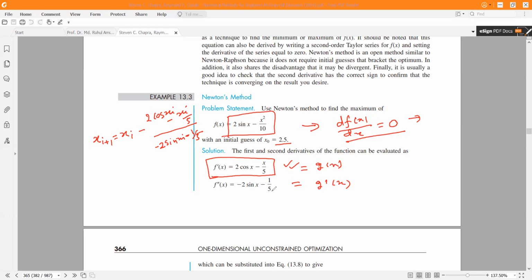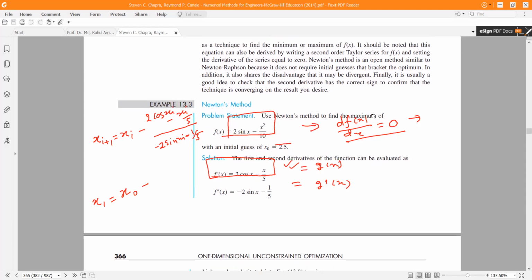So you see, our next value x1 would be equal to what? We start with i equal to 0, where the value is given, so the x1 value would be equal to x0 minus the same expression, where you replace your xi by x0 in this equation. Then you will have your first value of x1 with you.